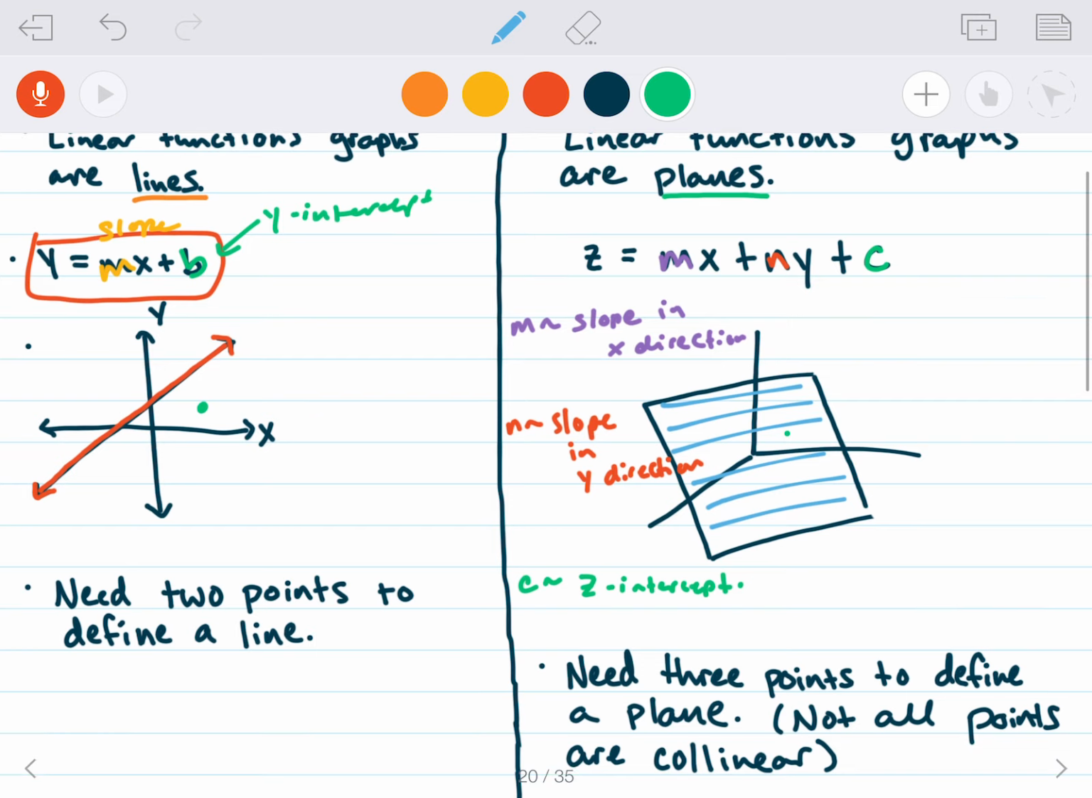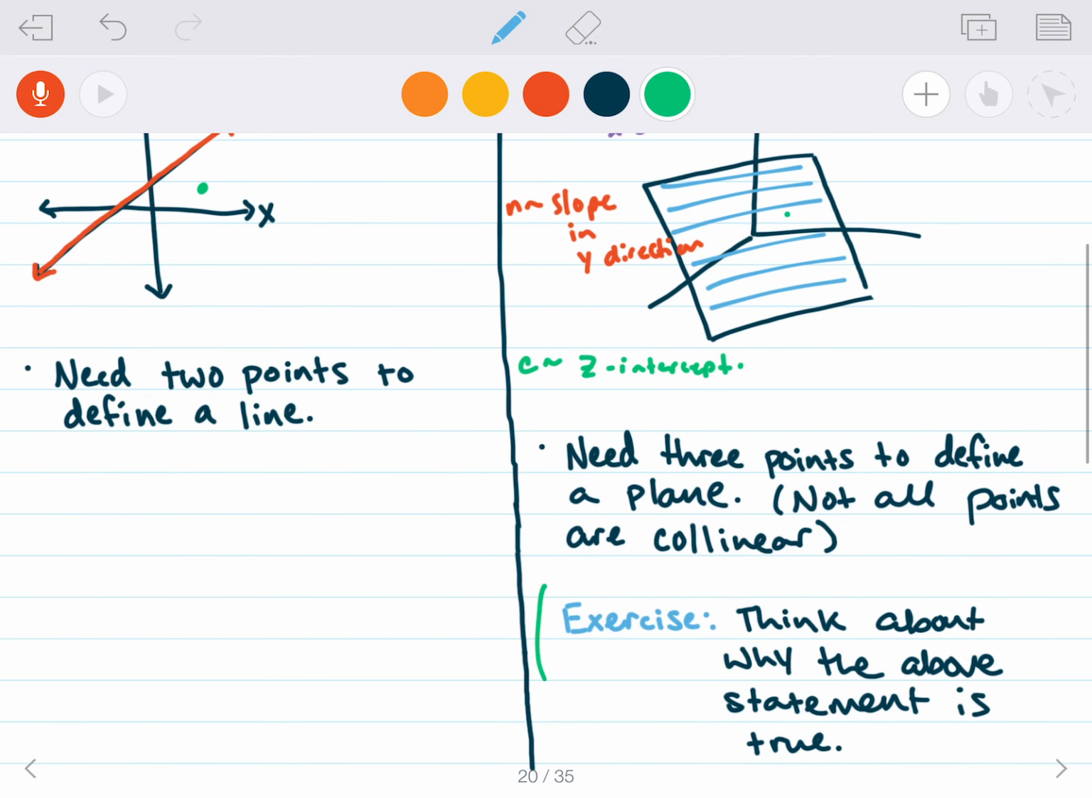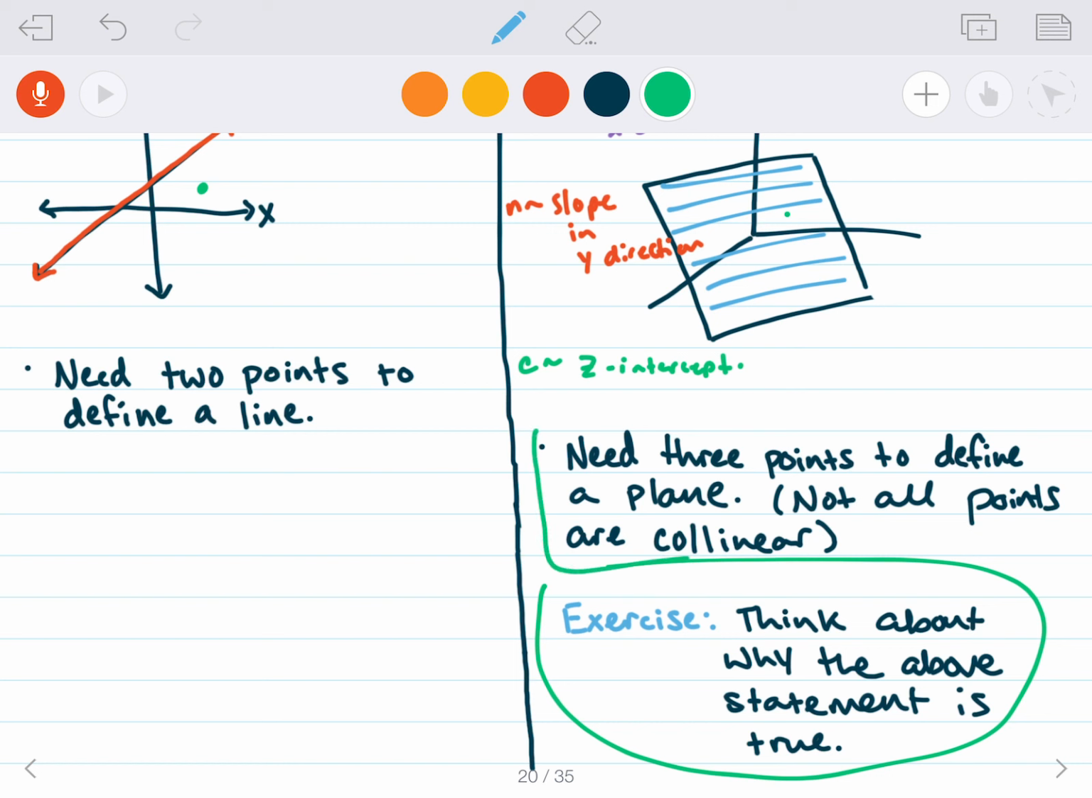Okay, so unlike a line in 2D space, in 3D we need 3 points to define a plane, okay? And we need all the points to not be collinear, aka not all on the same line. So as an exercise, I'd like you guys to think about why this statement is true. Why do we need 3 points to define a plane rather than 2 or 1? And why can they not all be collinear? So I'd like you to think about that.